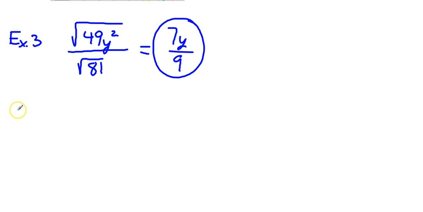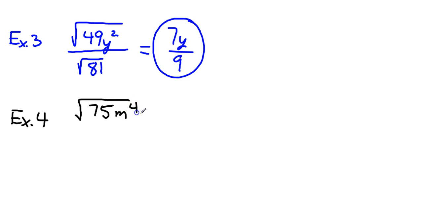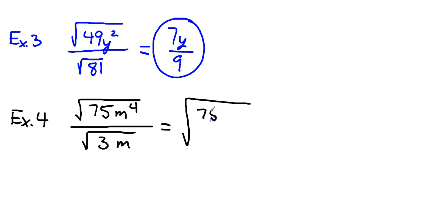And one more of those with some variables mixed in. Okay, so let's go with square root of 75 m to the 4th over the square root of 3 to the m. So putting that all together in one big fraction, you have 75 over 3, m to the 4th over m.